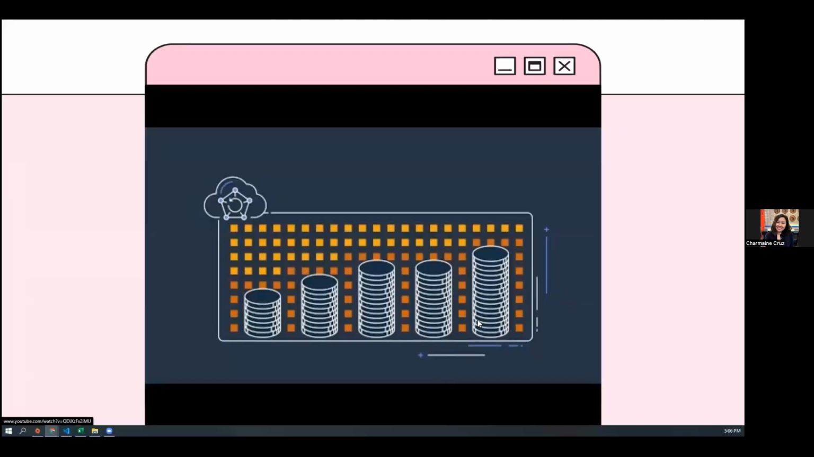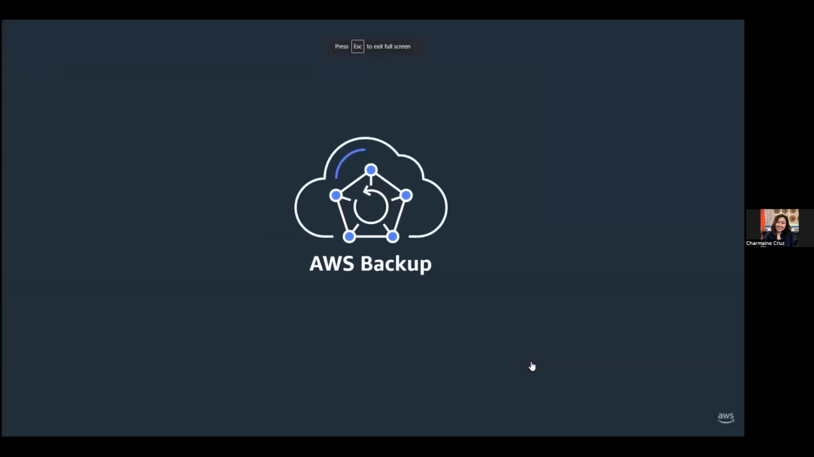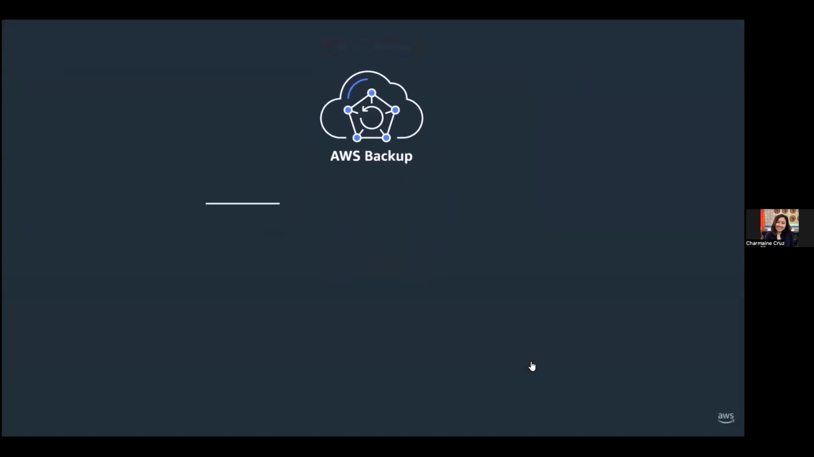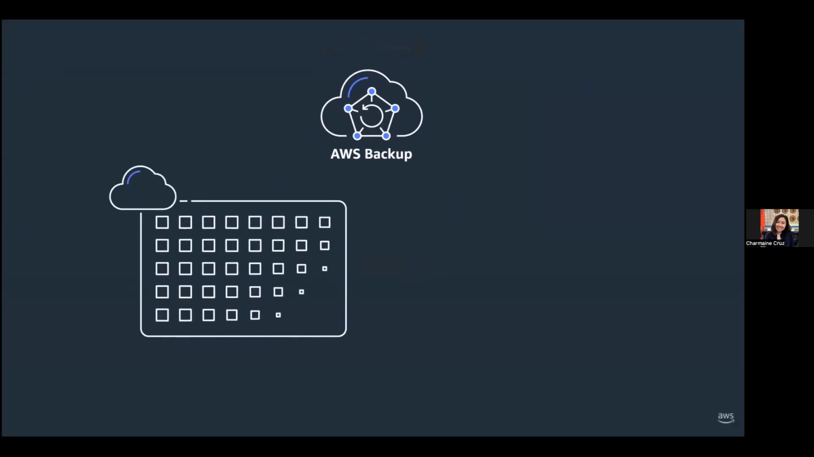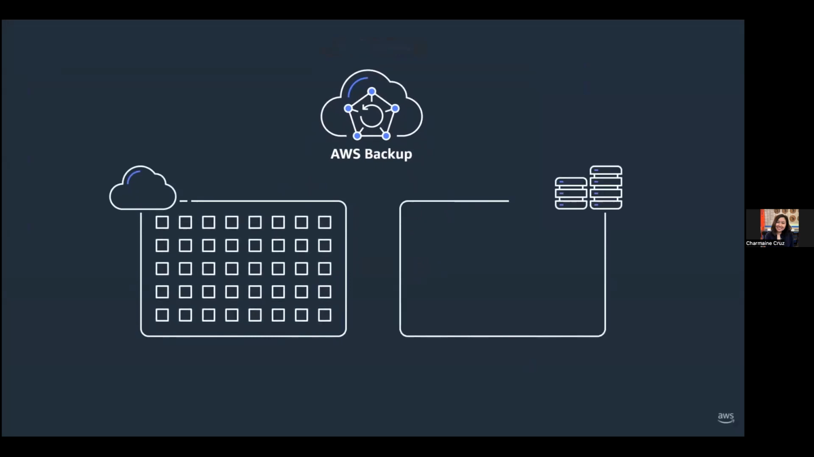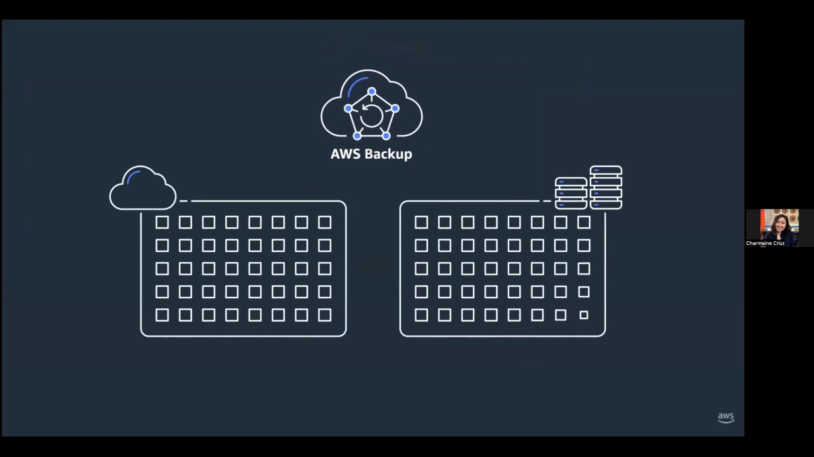Here's a short clip of AWS Backup. AWS Backup is the simplest way to manage backups in AWS. It's a centralized backup service that provides an easy and cost-effective way to automatically protect your application data across AWS services in the AWS cloud and on-premises using AWS Storage Gateway.